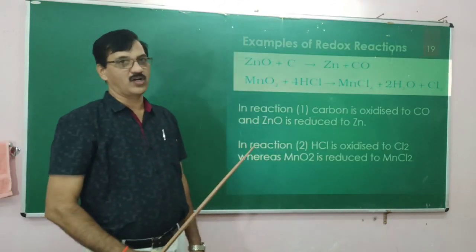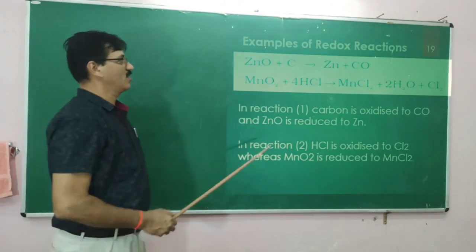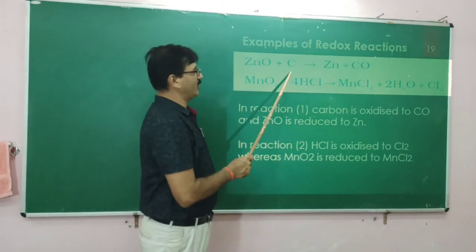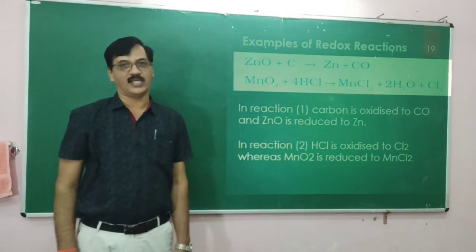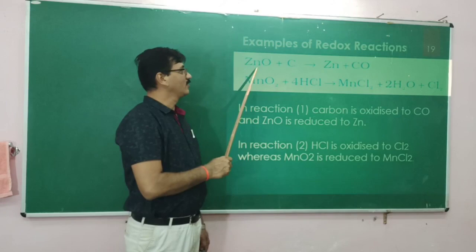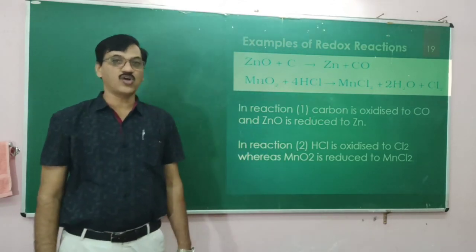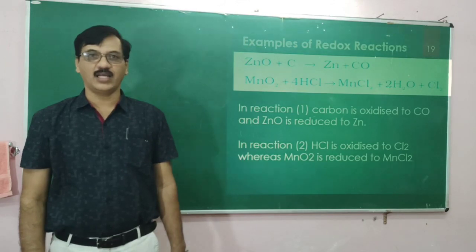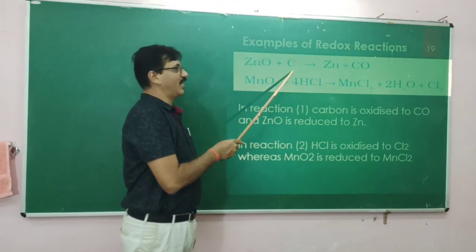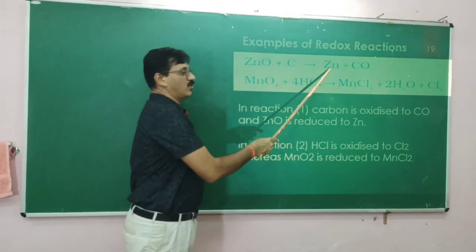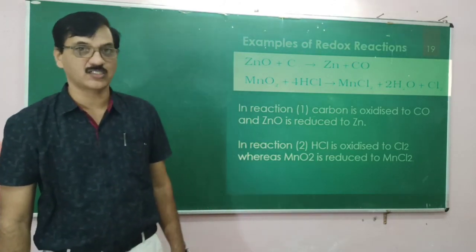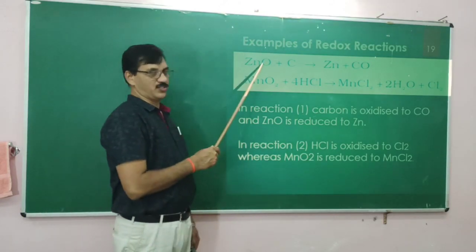Now, let us take some more reduction reactions. Carbon can be used as a reducing agent. Zinc oxide reacts with carbon to give zinc plus carbon monoxide. See, this has got industrial application. Zinc oxide is the ore of zinc. Ore of zinc is available in oxide form. So if carbon is used as a reducing agent, it helps in the formation of zinc, which is a metallurgical process. This equation is being used.